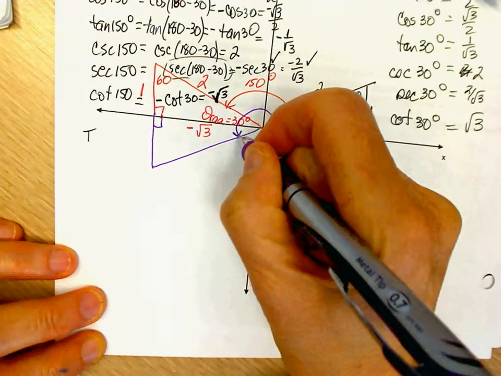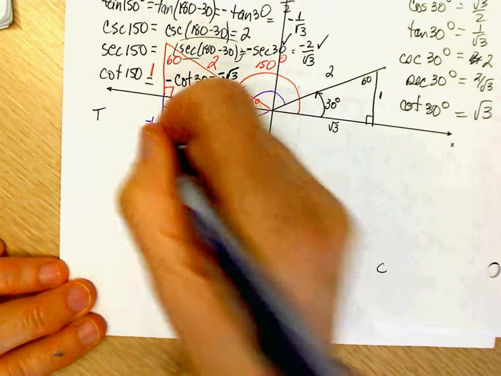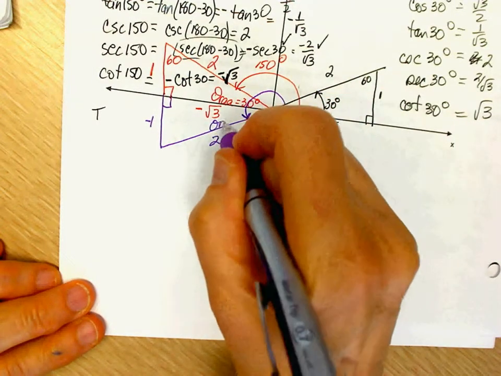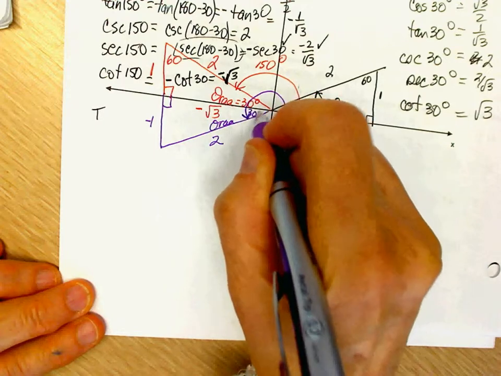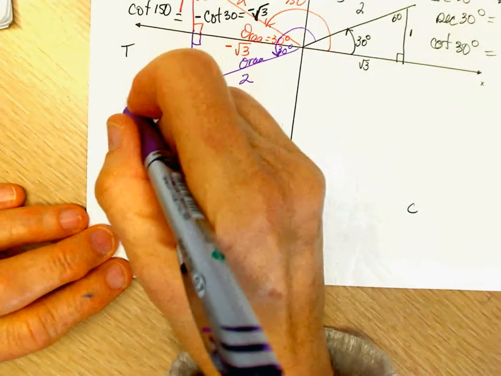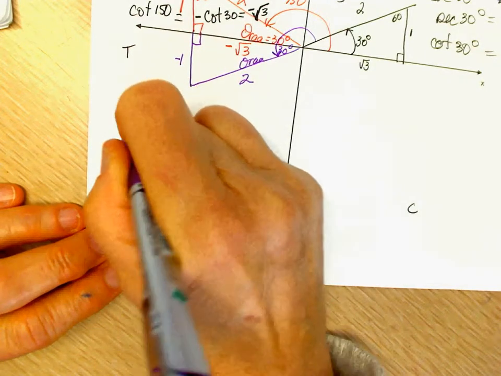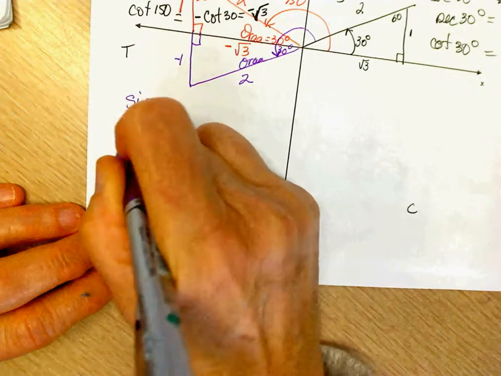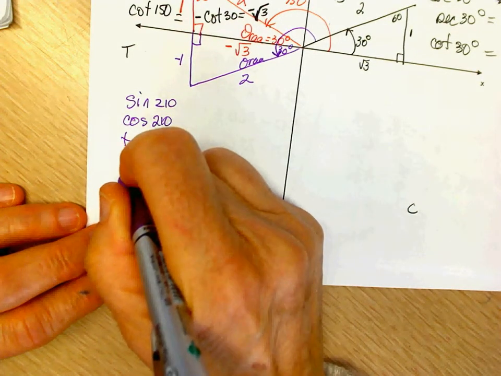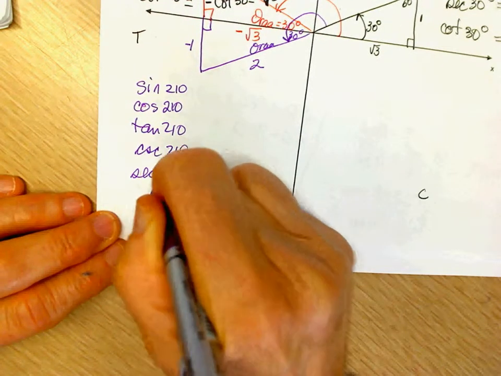So this is going to be a -1 and this is going to be 2, right? Because the related theta RAA is 30 degrees. Now let's do it. This is going to be sine 210, cos 210, tan 210, cosecant 210, secant 210, cotan 210.